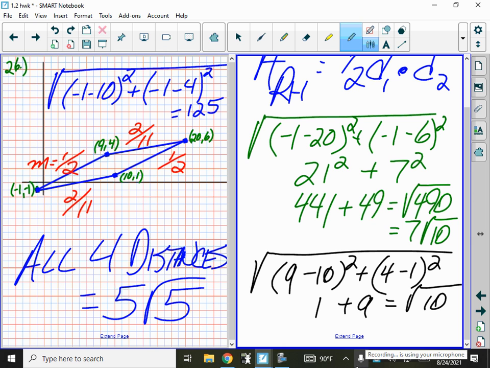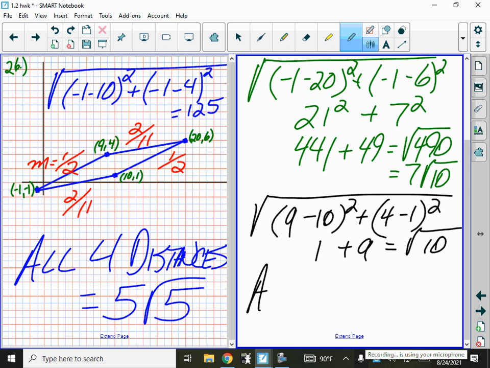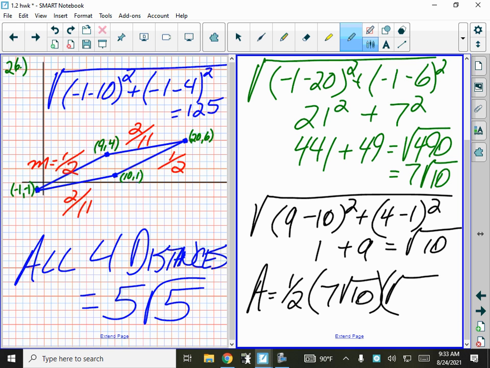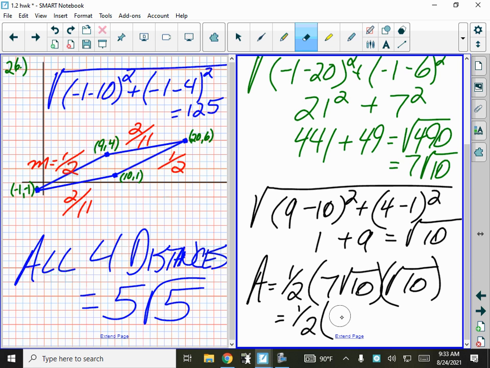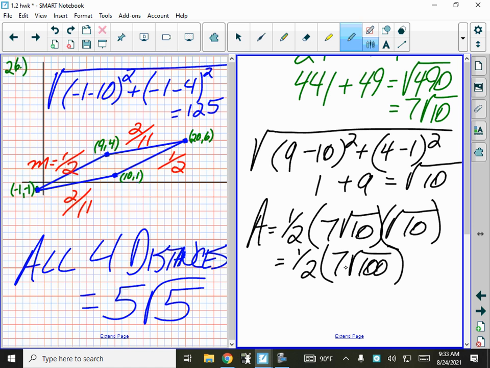Now the area of the rhombus is 1/2 d1 times d2. Really? Interesting. So that's 1/2 of 7 square root of 100. But 7 square root of 100 is 7 times 10. So this is 1/2 of 70, which is 35.